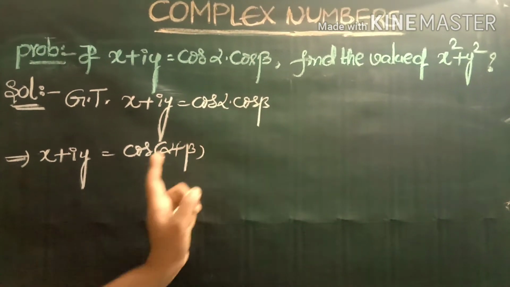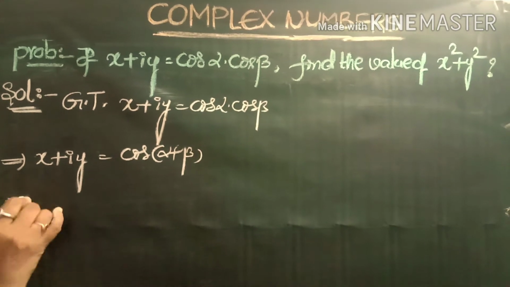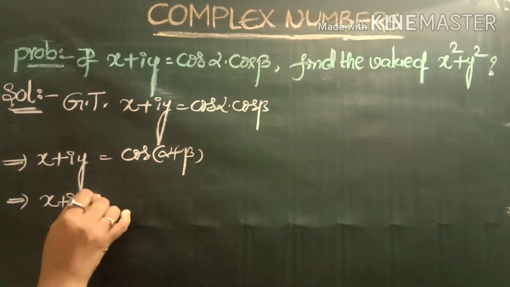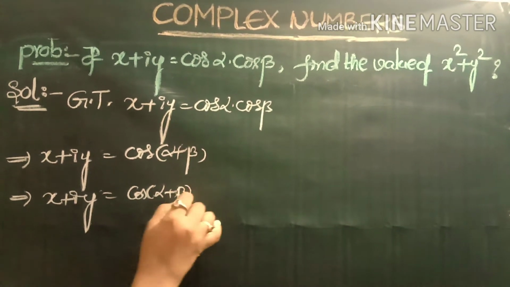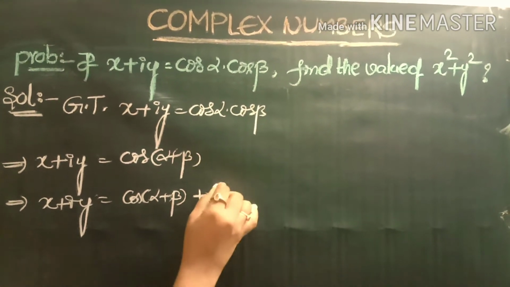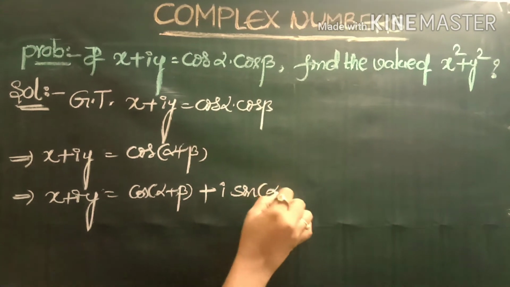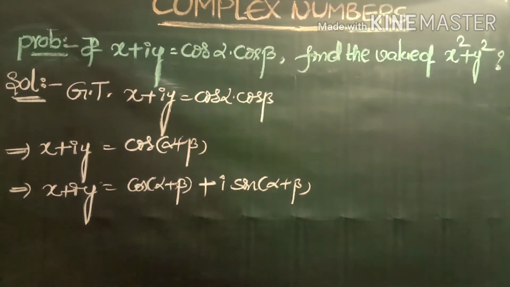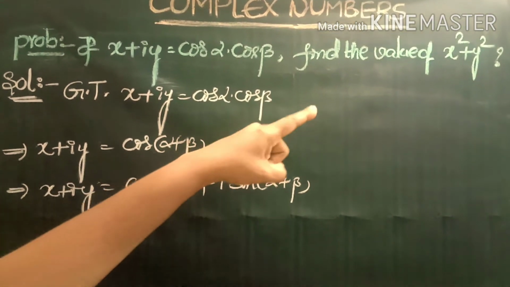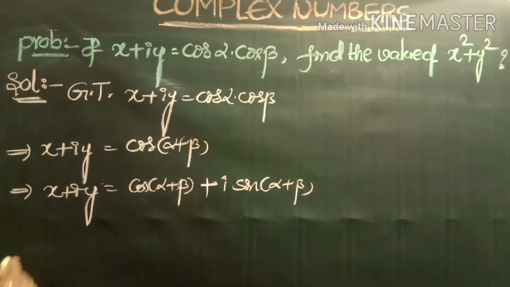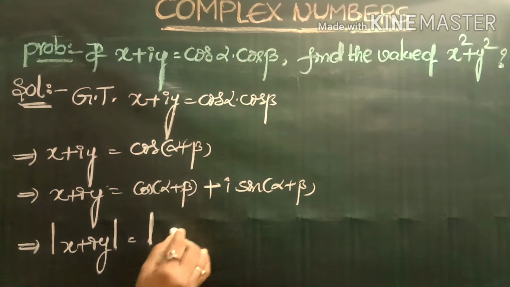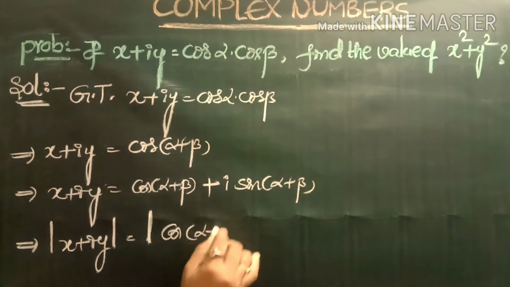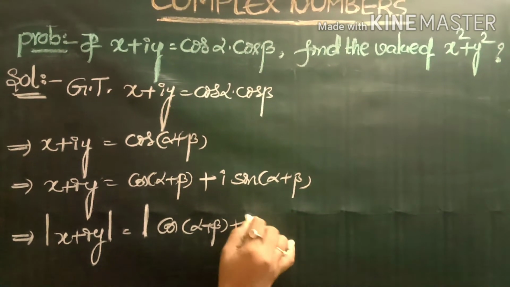Cis of alpha into cis of beta is equal to cis of alpha plus beta, which implies x plus iy is equals to, now taking the expansion of cis of alpha plus beta, that is cos(alpha plus beta) plus i sin(alpha plus beta). Now this is x plus iy value, but we want the value of x square plus y square. Now applying the modulus, that is mod(x plus iy) is equals to mod(cos(alpha plus beta) plus i sin(alpha plus beta)).